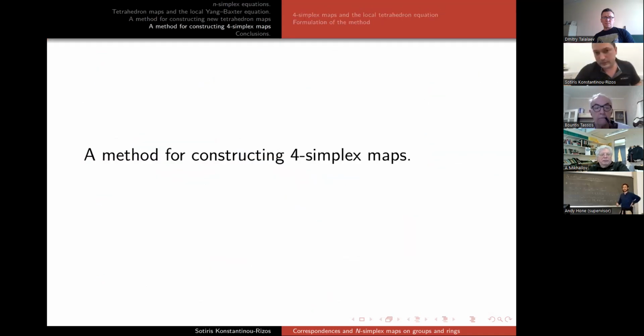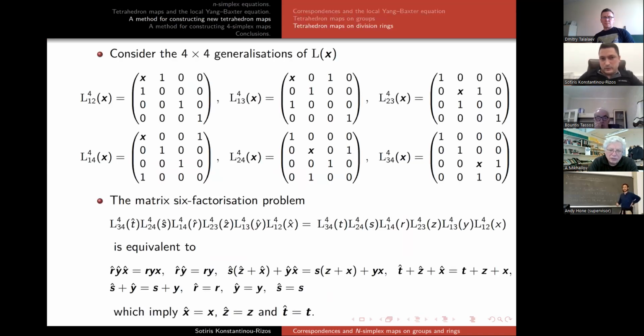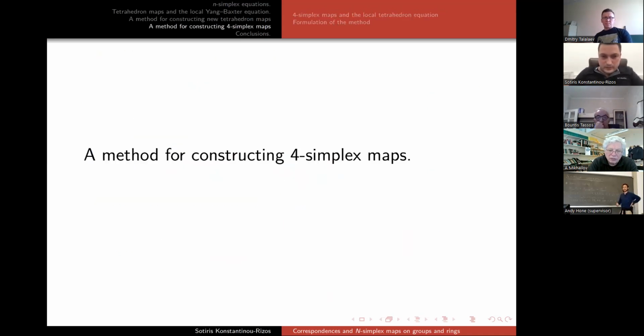Okay, so we saw how in principle we can construct tetrahedron maps, how we can construct solutions to the Bazhanov-Stroganov equation. Obviously, you need to make the tetrahedron equation local and then use it as a generator of solutions. So here, my focus will be to show you how you can extend non-trivially your 3 simplex maps in order to get solutions to the 4 simplex equation.